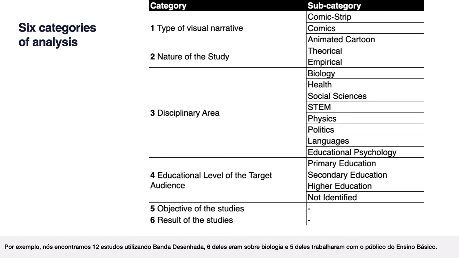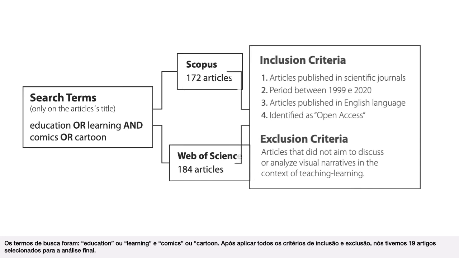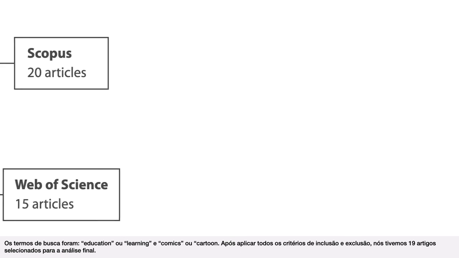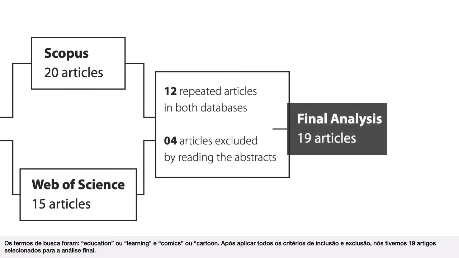For example, we found 12 studies using comics, 6 of them about biology, and 5 of them worked with the primary education public. The search terms were education, learning, and comics or cartoon. After applying all the inclusion and exclusion criteria, we had 19 articles for the final analysis.